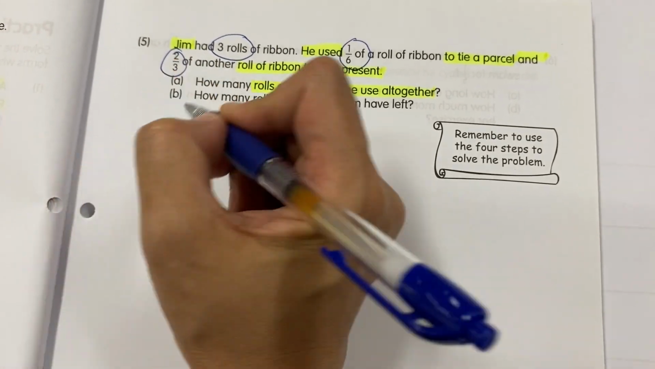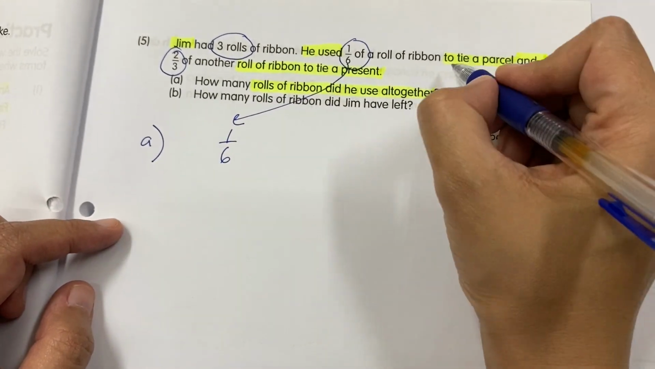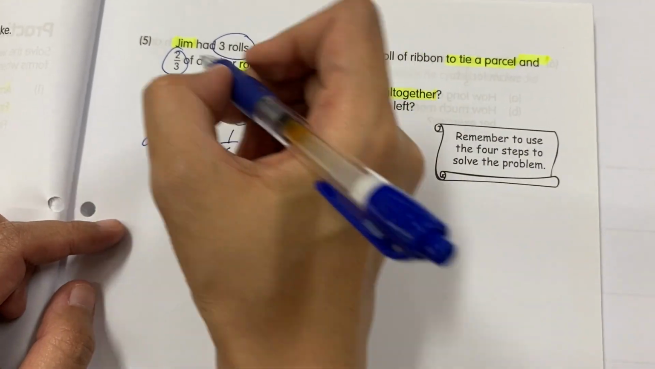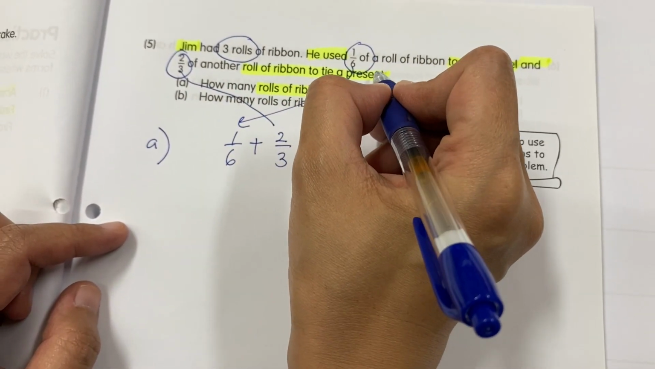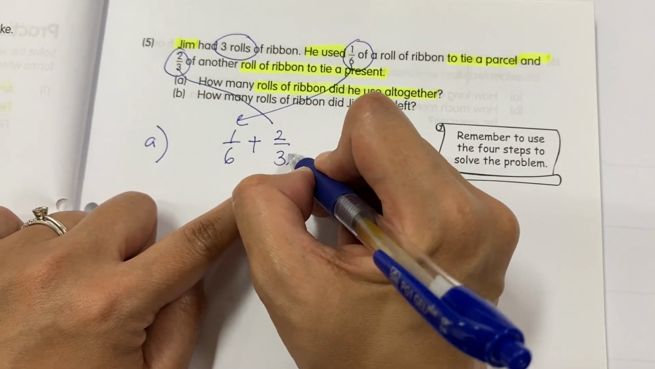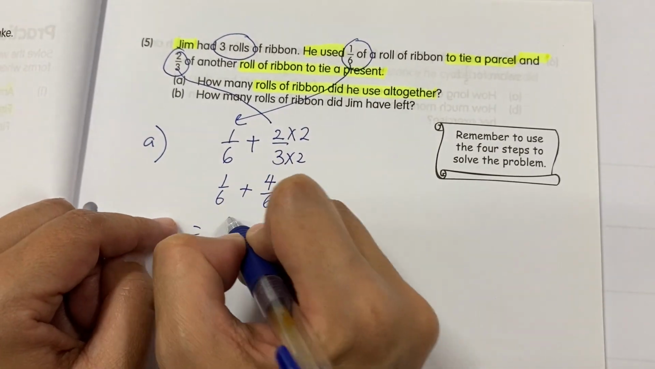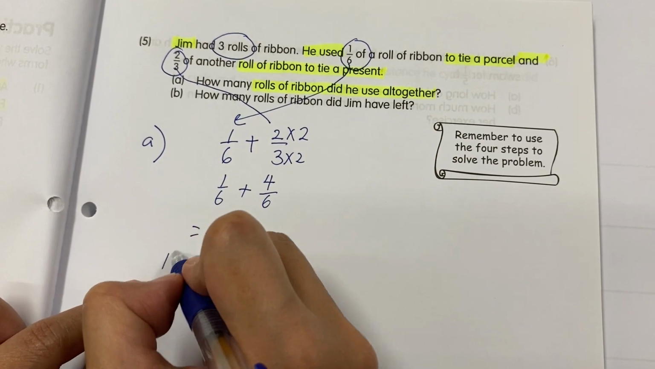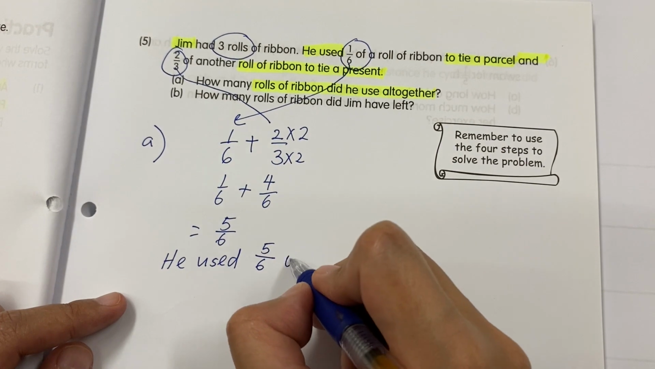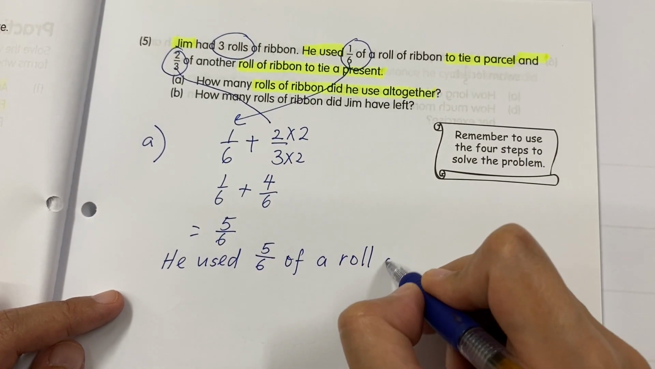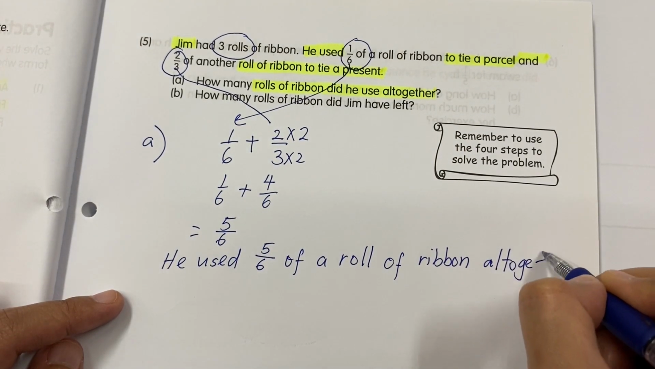Okay, so here we have he used 1/6 to tie a parcel, and he used 2/3 to tie a present. So make the denominator the same. So 1/6 plus 4 out of 6, your answer is 5/6. So he used 5/6 of a roll of ribbon altogether. That is your part A.